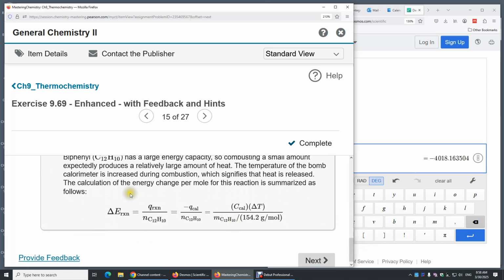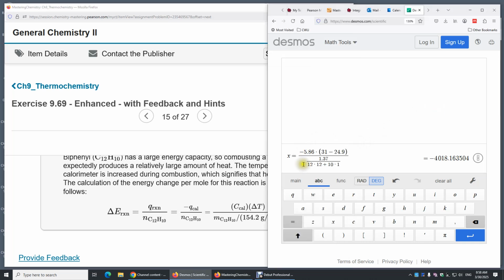Now let's look at this calculation. It's Q of reaction, which is negative, divided by the number of moles of biphenyl. And the Q of reaction is negative Q of the calorimeter. They use CAL to denote the bomb calorimeter. Q of the calorimeter is the heat capacity of the calorimeter times delta T. On the bottom, we have the mass over molar mass. That's it. And I'll show you my calculation here as well.